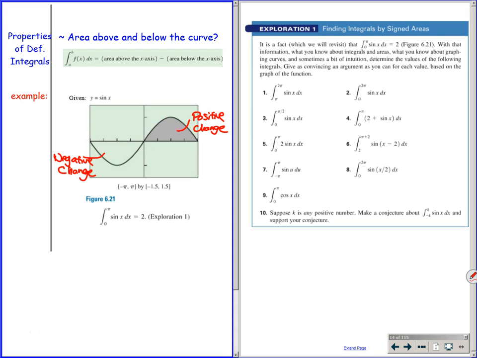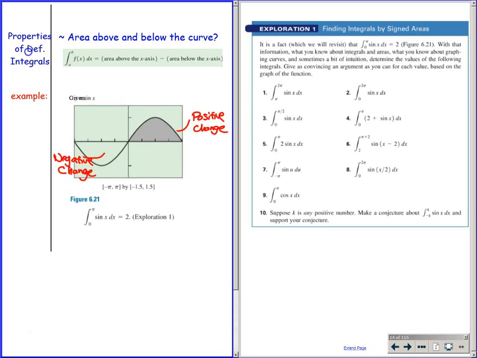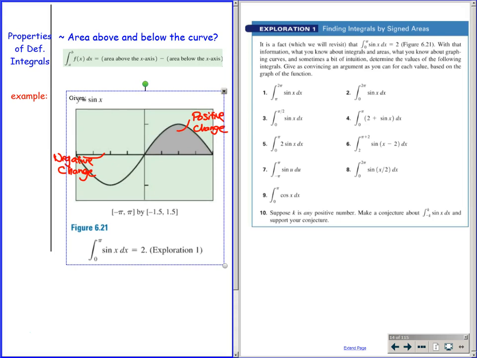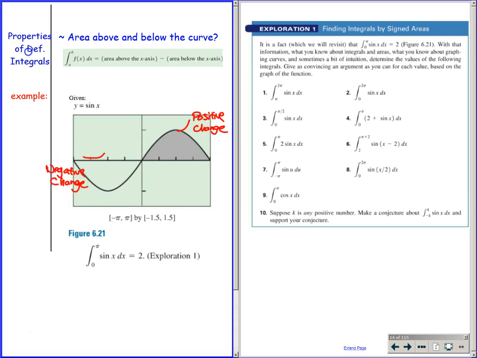So, if we were trying to go from 0 to pi of, oh, can I make that any bigger? You guys might not be able to see it. If we were going from 0 to pi of sine of x, hey, that's the guy whose graph we're given right above. If we were given that the integral from 0 to pi of sine of x is 2, can you guys use that fact to solve for all the rest?